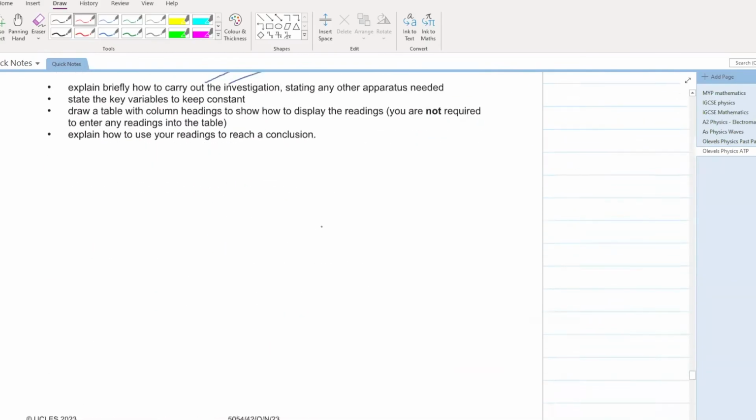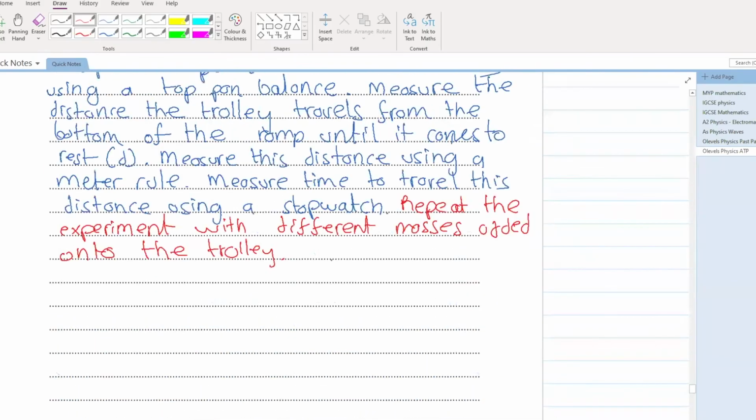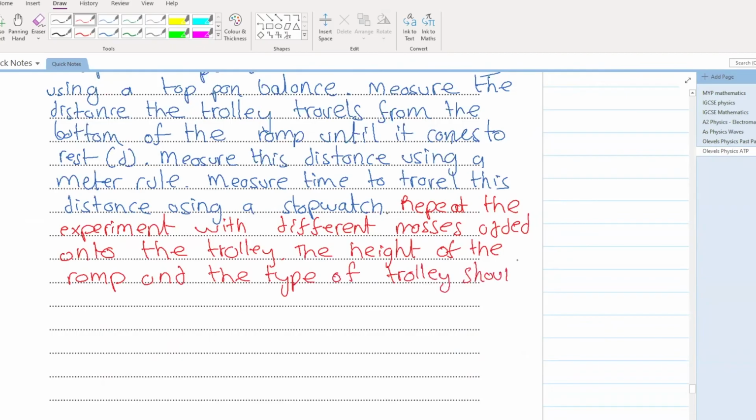So you will say, the height of the ramp and the type of trolley should remain the same throughout the experiment.